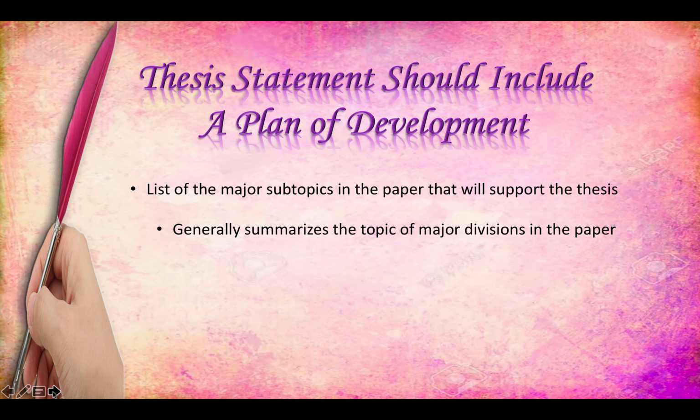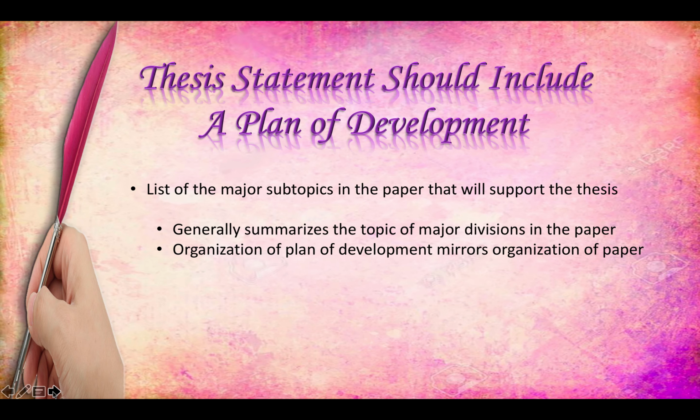Now, in most cases, the main points named in the plan of development will correspond to the major divisions in the paper. The thesis statement we've been working with about cats and dogs would most likely lead into a paper that has a section that discusses the difference between cats and dogs' sizes, another section that discusses the difference between cats and dogs' elimination habits, and a third section that discusses the differences between cats and dogs' trainability.